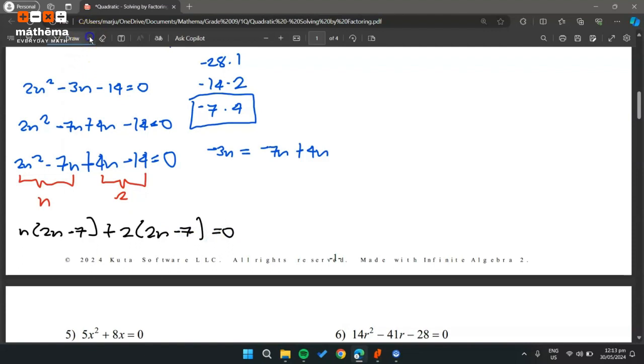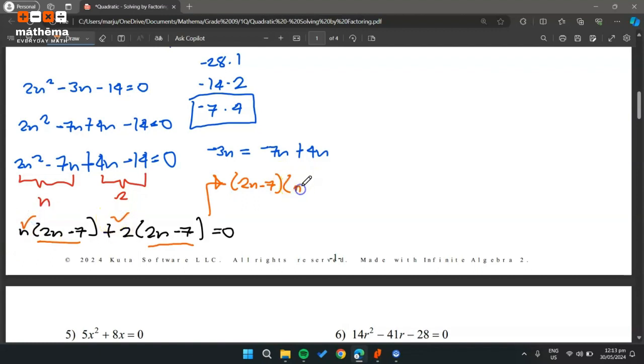Now what have you noticed? We actually have here a common factor, 2n minus 7, 2n minus 7. Therefore, we can write 2n minus 7 times n plus 2.